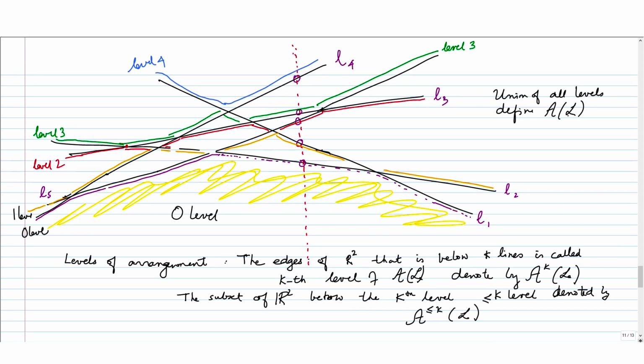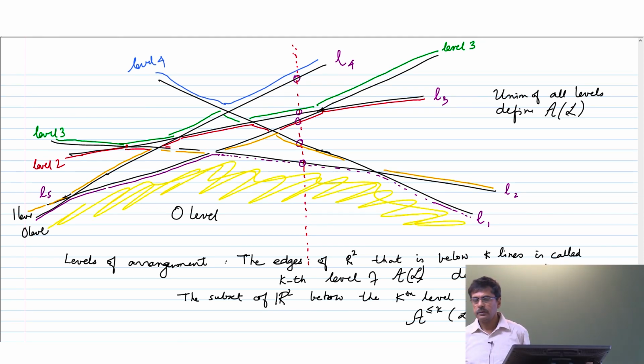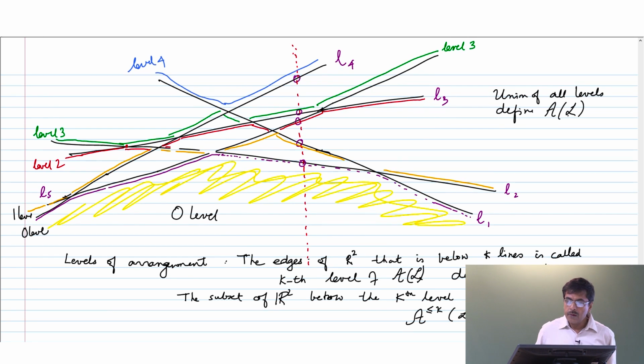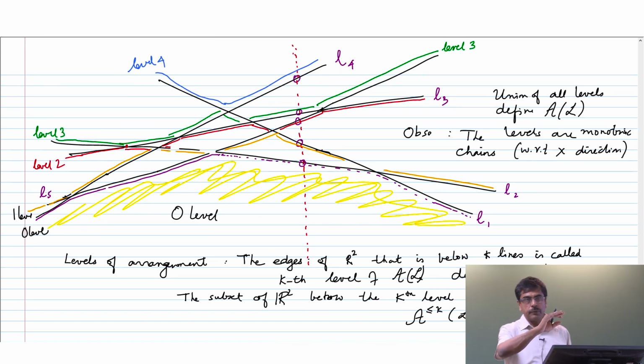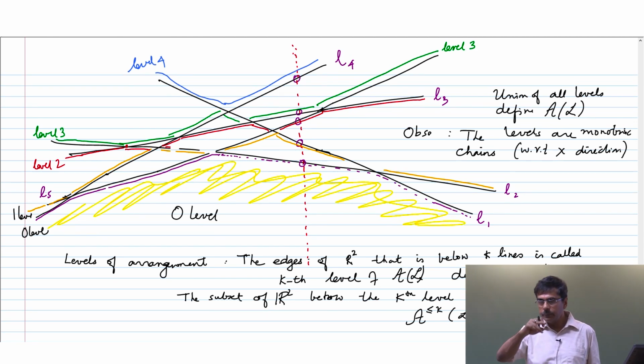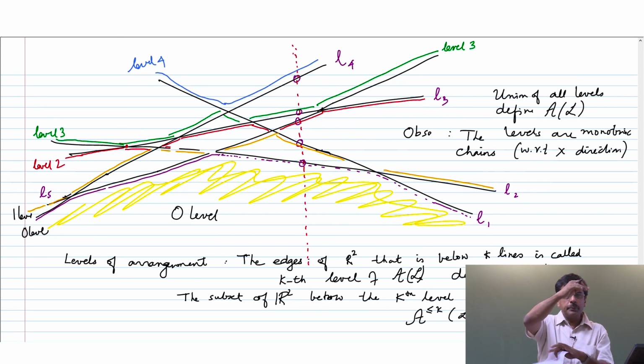Now, what are the properties of these levels? Why are we even interested in the levels? That's the question. One thing that you may notice, an observation: the levels are monotonic chains, monotone with respect to x. When you follow a level from left to right, it will never bend backwards. It will always move forward. If it bent backward, one of them would be higher than the other, so it cannot be.